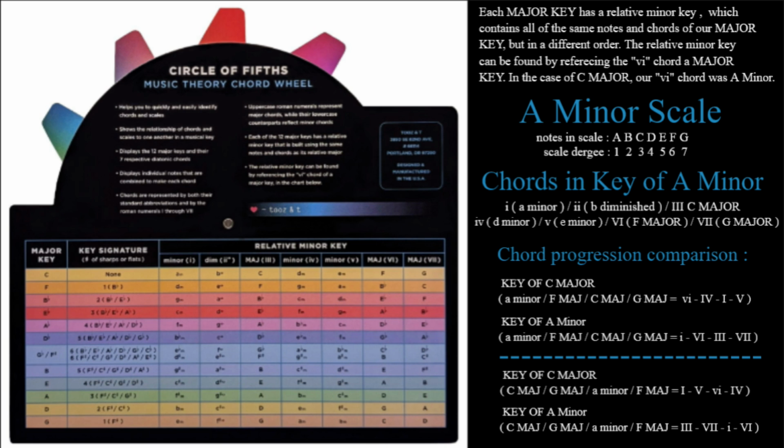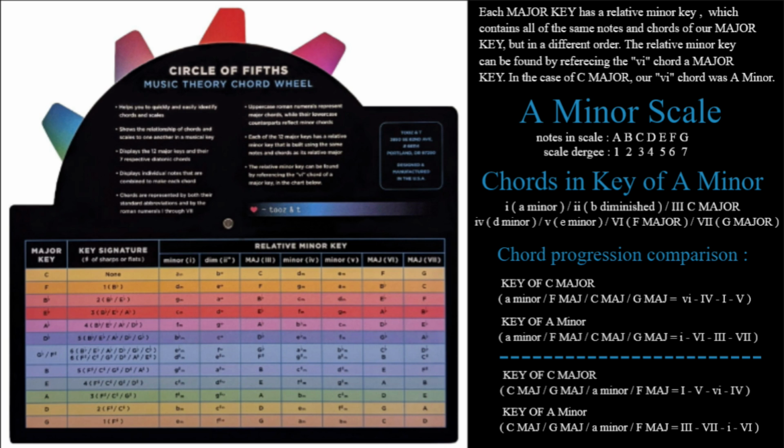Conversely, if we look at our second example, originally written in the key of C major as a 1-5-6-4 with the chords C major, G major, A minor, F major, in the key of A minor, we could write this same progression as a 3-7-1-6. However, since our C major chord served as our 1 chord in the key of C major, this would be more accurately represented written in the key of C.